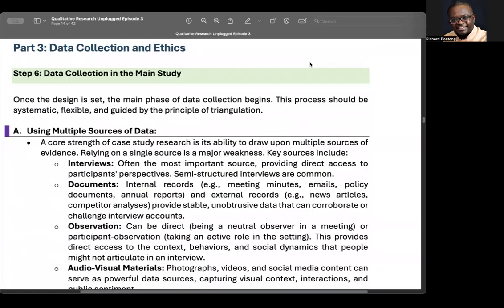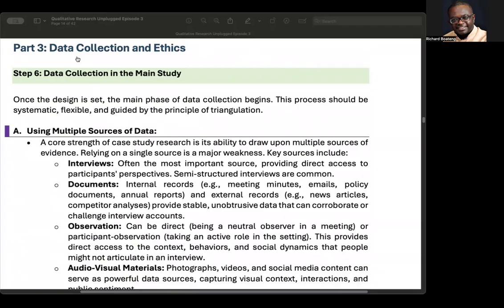There's a range. Interviews are often central. They give you direct access to people's perspectives, their experiences, their interpretations. Semi-structured interviews where you have a guide but can deviate are very common. Talking to people. Yes. Then documents. These can be incredibly valuable. Internal documents like meeting minutes, emails, internal reports, strategy memos, and external documents like news articles, competitor analyses, public reports. Documents provide stable, unobtrusive data. They can corroborate what people tell you in interviews or sometimes challenge it, which is also insightful.